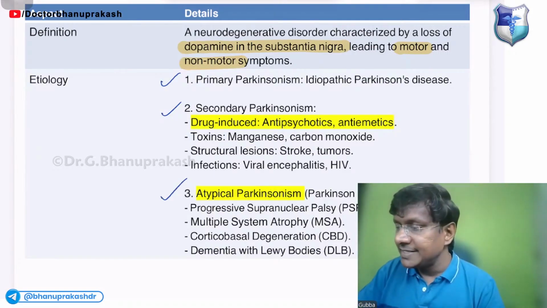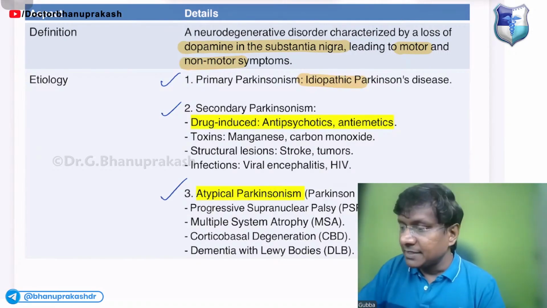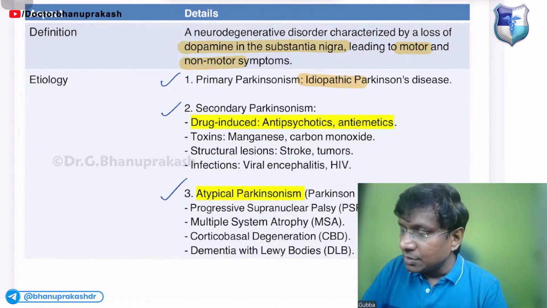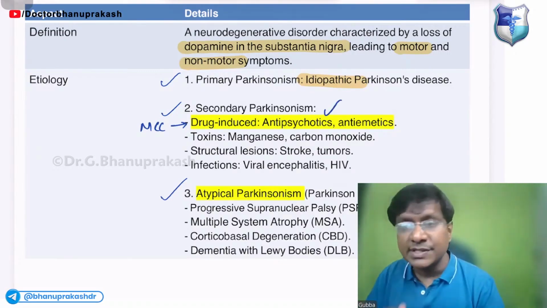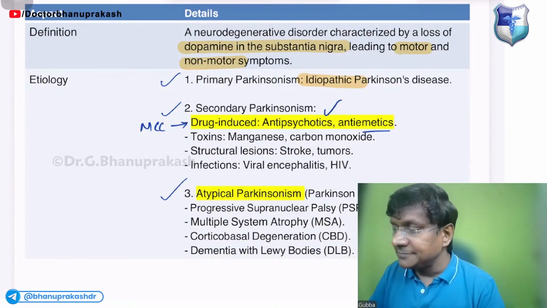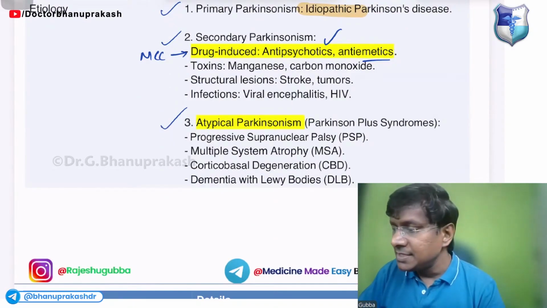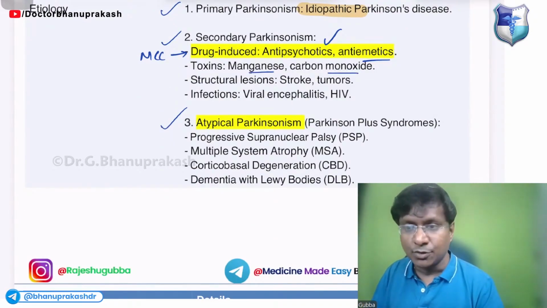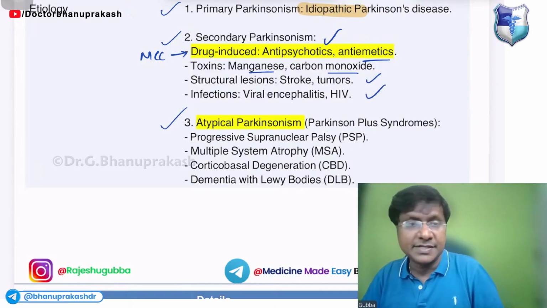Primary Parkinsonism is idiopathic and mainly due to genetic gene abnormality. Secondary Parkinsonism, the most common cause will be drug-induced, and the most common drugs will be antipsychotics, that is haloperidol, and the other drugs will be antiemetics. We also have some toxins which can cause Parkinsonism, that is manganese as well as carbon monoxide. Structural lesions causing Parkinsonism will be stroke as well as tumors. Infections causing Parkinsonism will be viral encephalitis as well as HIV.